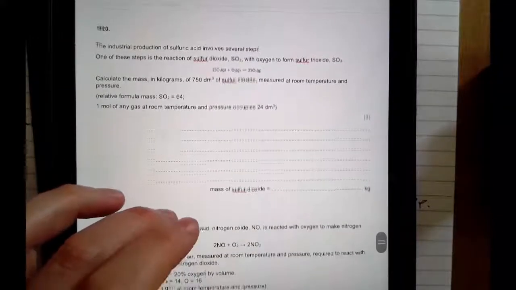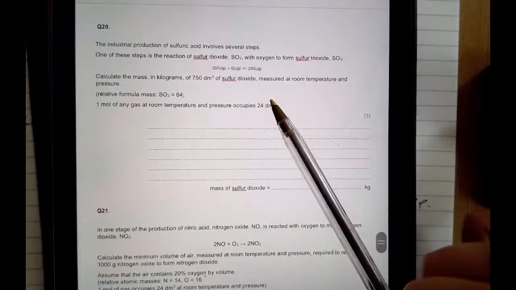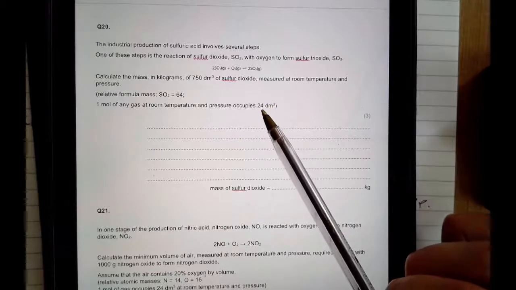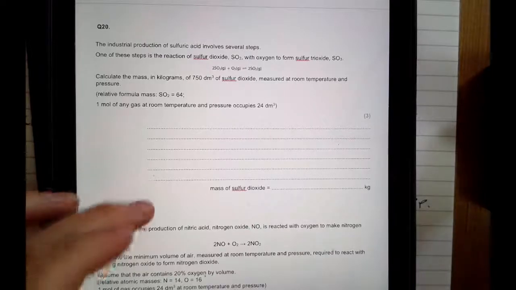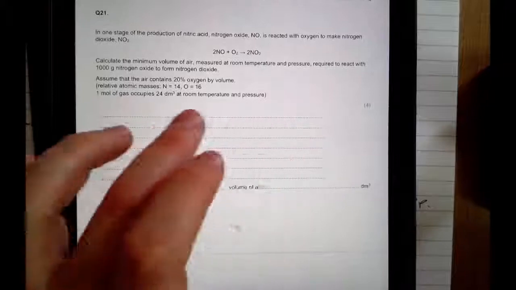And then at the very end, you have a few questions on volume when they want you to use that number 24. And when they want you to use it, they give it to you. So 1 mole of any gas at room temperature and pressure occupies 24. So they do give you that information. It's obvious when that is the triangle that they want you to use. So we'll be having a go at these exam questions.